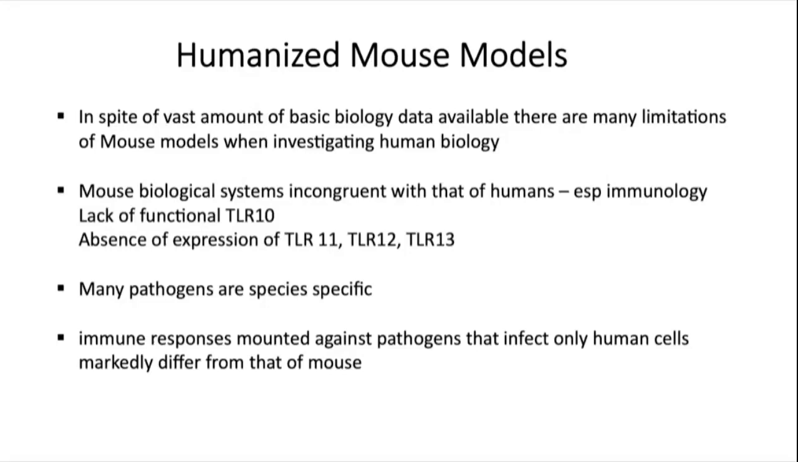For example, the functional toll-like receptor 10 is absent in mice, which is present in humans. Similarly, there is an absence of expression of TLR 11, 12, and 13. These are some of the components of immunology which you find in humans, but they are absent in mice. And so it's believed that as far as immunology is concerned, the mice will always respond differently as compared to humans. But many pathogens are species-specific. They may be human-specific. They may not work very well in the mouse unless you introduce the conditions or the tissues of a human into this mouse model.